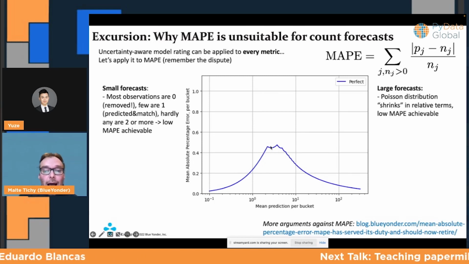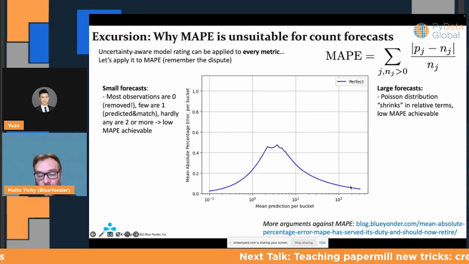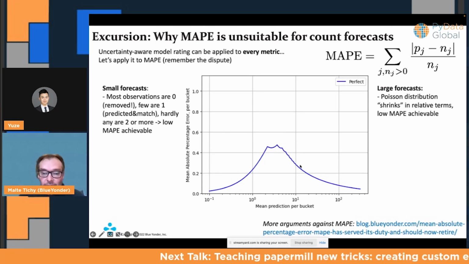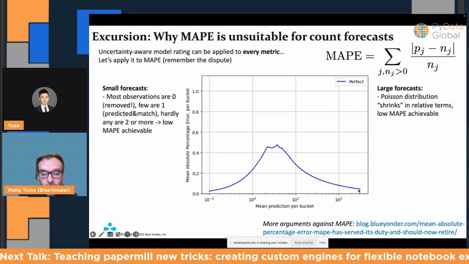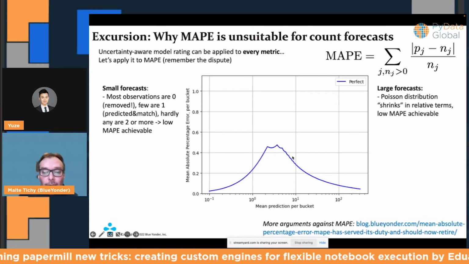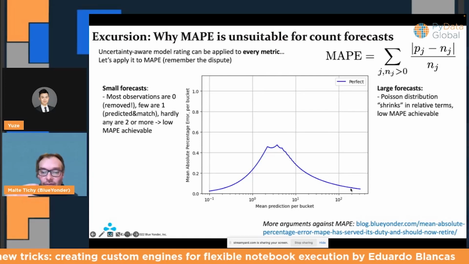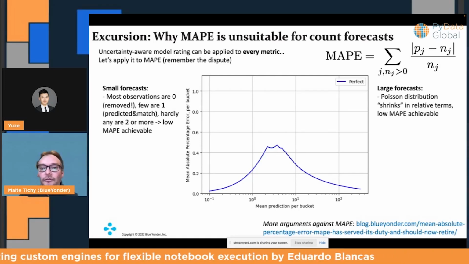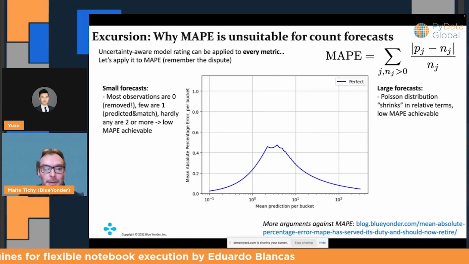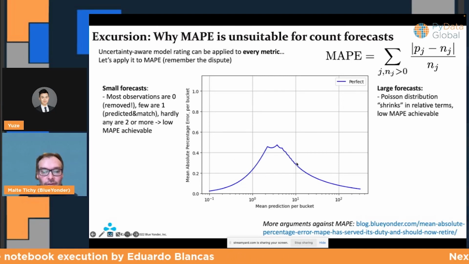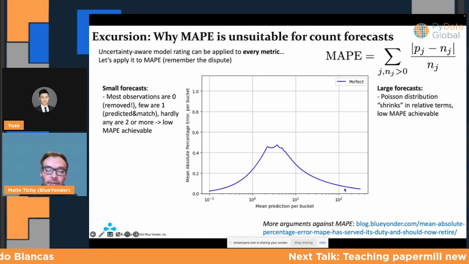Then it goes up, and then it goes down again because the Poisson distribution becomes small in the limits of very large numbers. So I have this very complicated shape here that makes it very hard to judge, okay, you have a MAPE value of 30%. So what does it mean? 30% for this bucket is good, 30% for super slow movers or super fast movers is pretty bad.